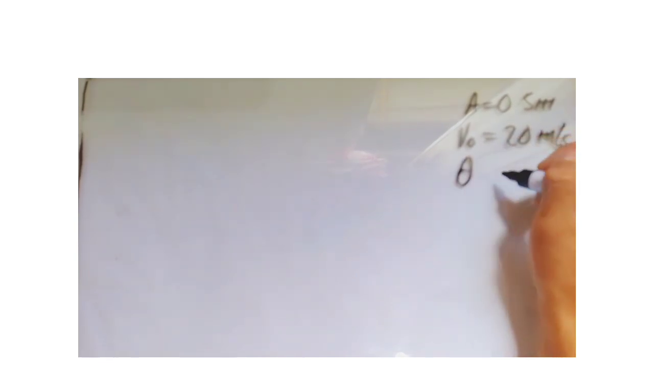So the diameter is equal to 0.5 meter, V0 is equal to 20 meters per second, angle of 60 degrees.